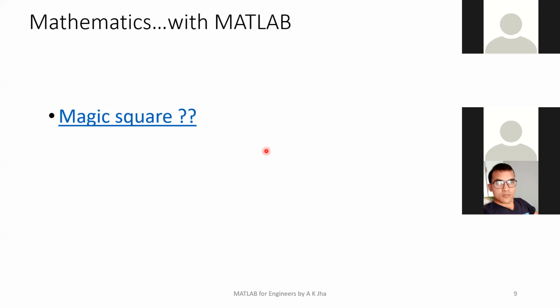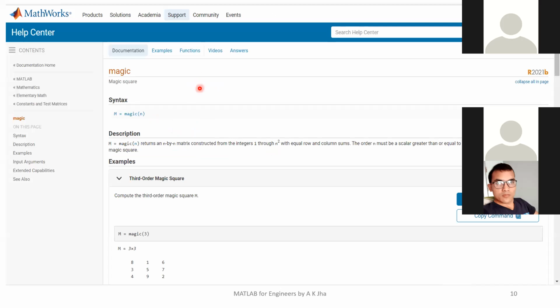So, magic square and Pascal matrix, these are already explained. This is an actual screenshot of the MATLAB help function. There is a help center. If you type something here, the result will come in a fraction of a second. If you want to create a magic square, this is the syntax, right?